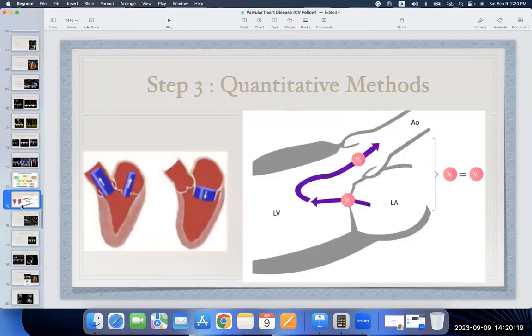The quantitative method: we can use the Doppler quantitative method, which uses the same concept of the continuity equation. We say that the blood flow during diastole across the mitral valve is equal to the blood flow during systole, which is both the regurgitant volume as well as the LVOT stroke volume. So if you add the LVOT stroke volume to the regurgitant volume, you will get the mitral inflow stroke volume, the blood that's going to cross the mitral valve.